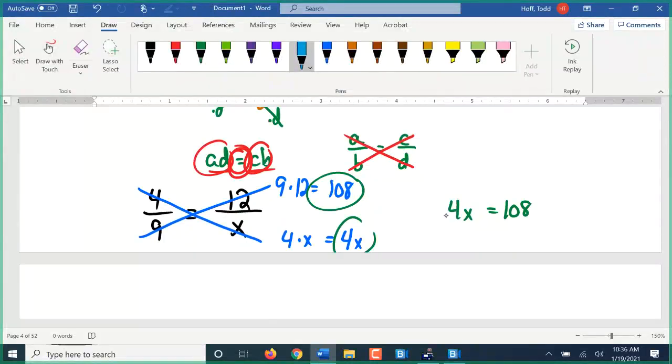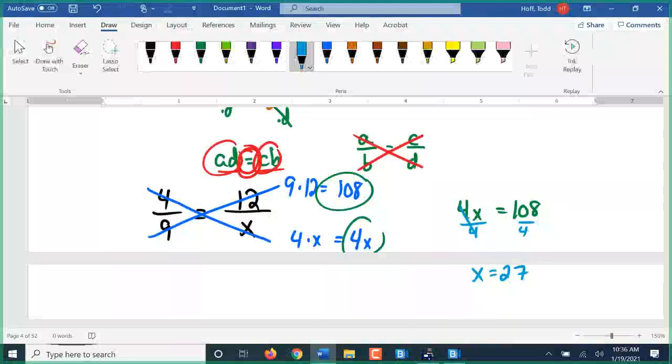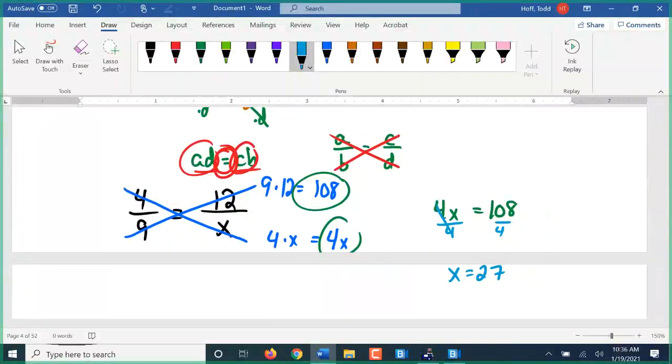I can solve that equation by dividing by 4. Now, solving that equation by dividing by 4 kind of puts us back in that shortcut we were learning before, the cross multiply and divide. We cross multiply to get the cross products, and then we just divided by the 4 to get the result.